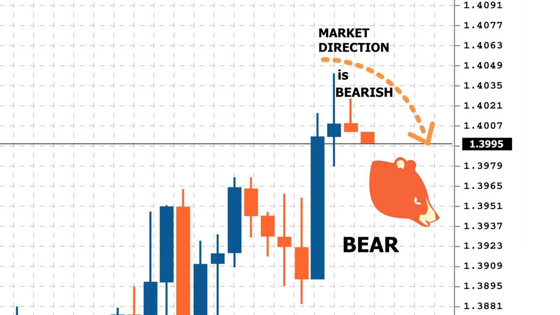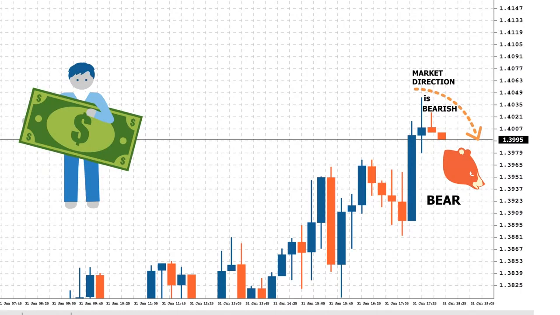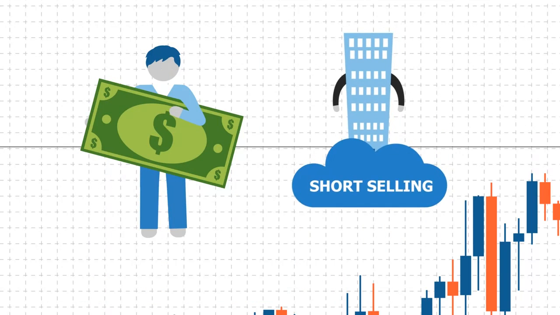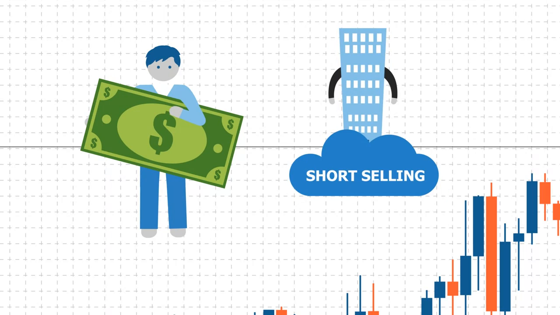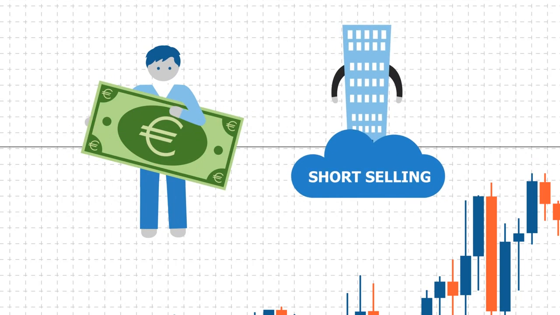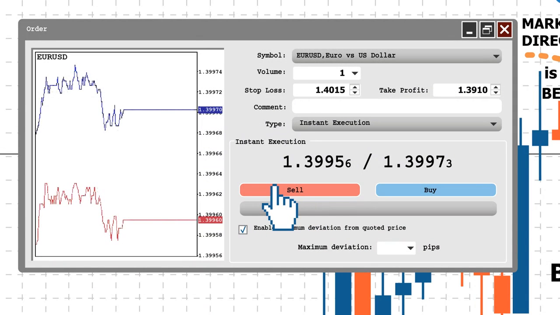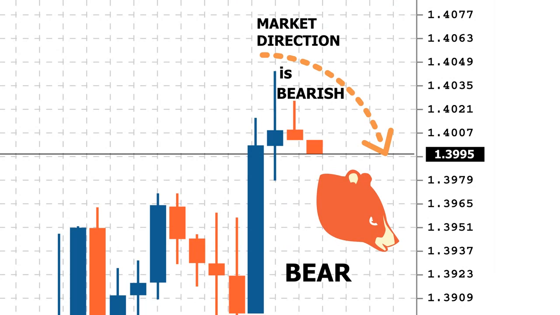You may think, how can you sell something you do not yet own? The answer is that the broker has a mechanism called short selling to lend you a currency that you don't have but would like to sell. The exchange process occurs behind the scenes and you don't need to worry about it. You only need to click the sell button. So let's trade again. From here the process is the same as before.